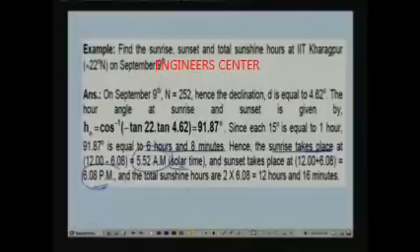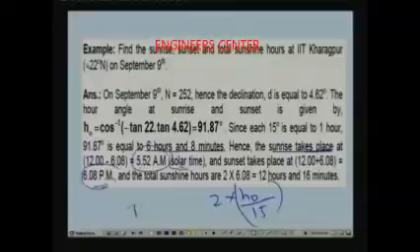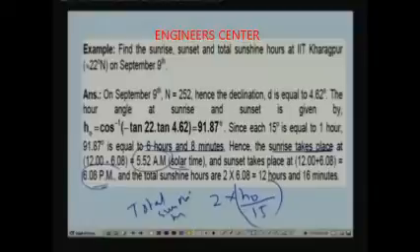and the total sunshine hours are nothing but 2 into h naught by 15, let us say, since h naught is in degrees, this will give you the total sunshine hours. Okay. So, you can see the usefulness of this equation.